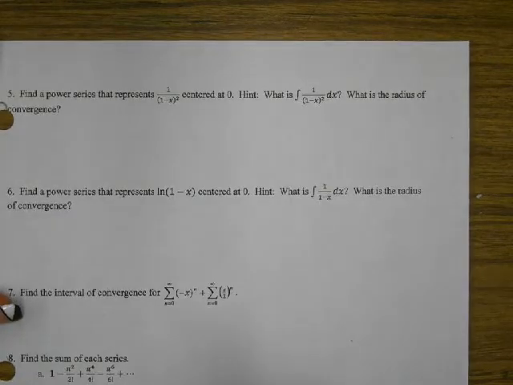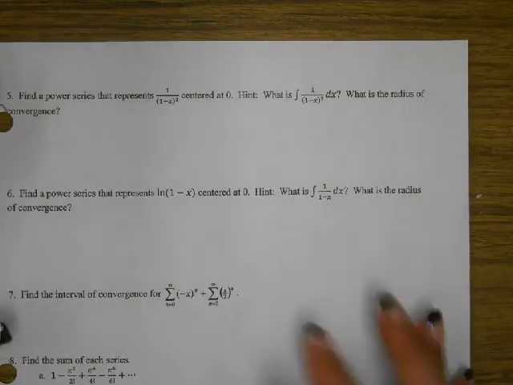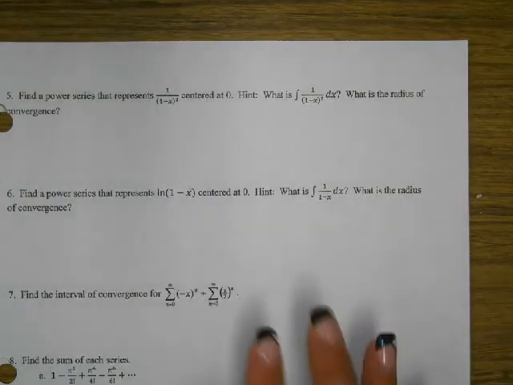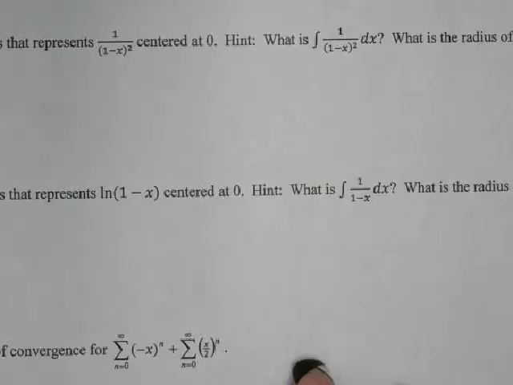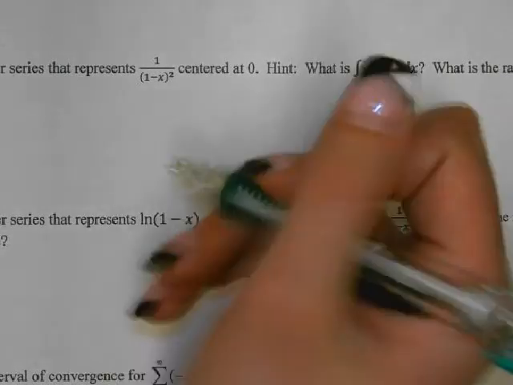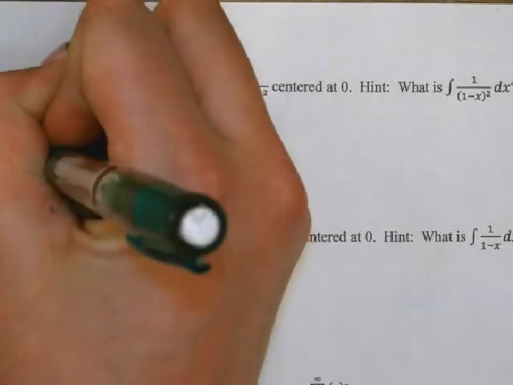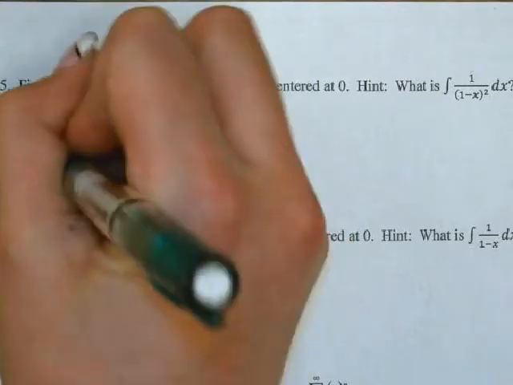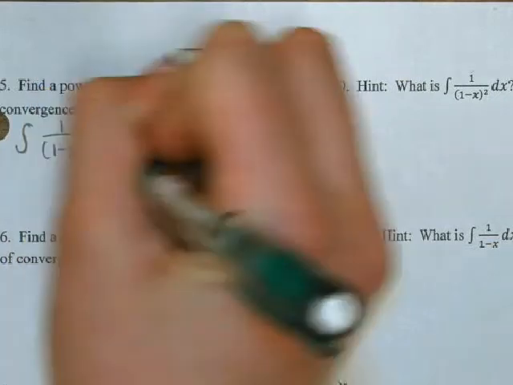And then they're giving you some hints because this would be a hard problem to do without hints. They said, what is the integral of 1 over 1 minus x squared? And then what is the radius of convergence? They want you to find that after you're all done with the problem. So since they gave us that hint, we're going to use it. I'm just going to ignore everything else I was thinking and integrate 1 over 1 minus x squared and see what happens.